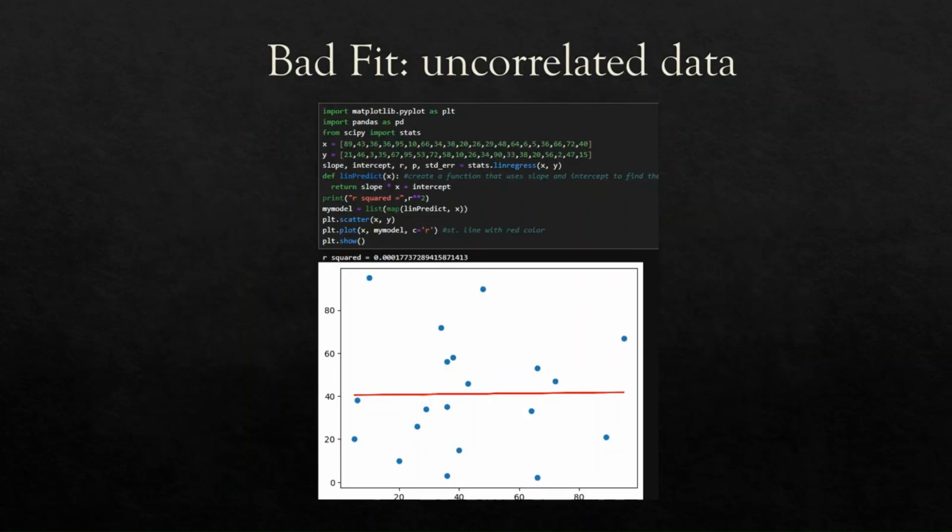The linear regression model can be used only when the data are highly correlated. For example, in this example dataset, the data are highly scattered and the corresponding R squared value is very close to 0. And that means we cannot use the linear model to predict the future data.